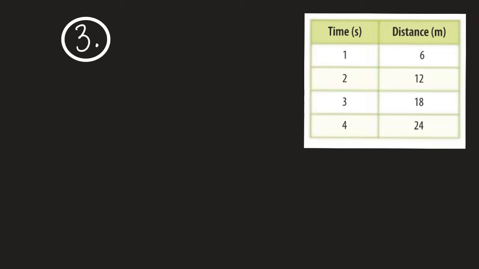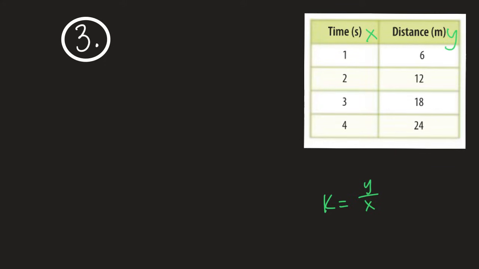In this example, they just give us a table. So I can do the same thing. The constant rate of change would be any y value divided by the x value. And if the change is constant throughout all of the x's and y's, then it's a constant rate of change.